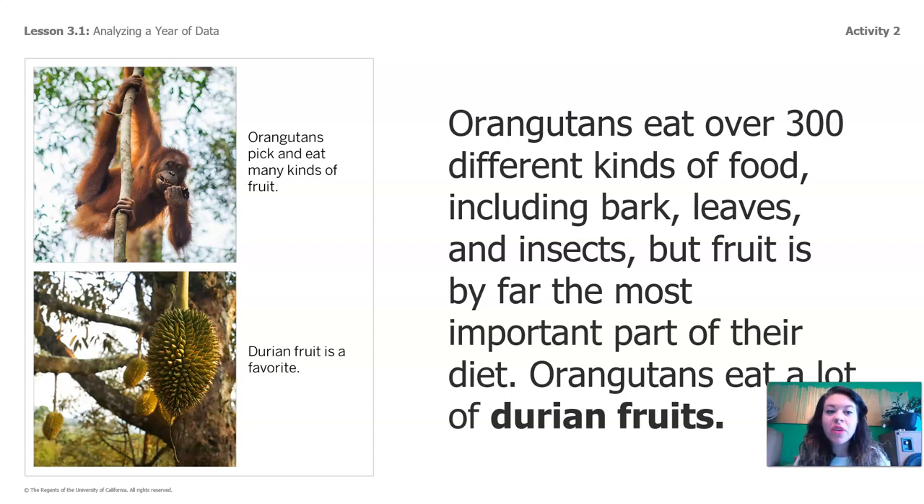Orangutans eat over 300 different types of food, including bark, leaves, and insects. But fruit is by far the most important part of their diet. Orangutans eat a lot of durian fruit. Look at that durian fruit in the picture. It looks kind of spiky. I've never seen a fruit like that before. Have you?